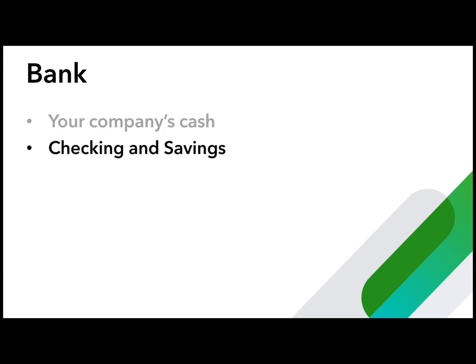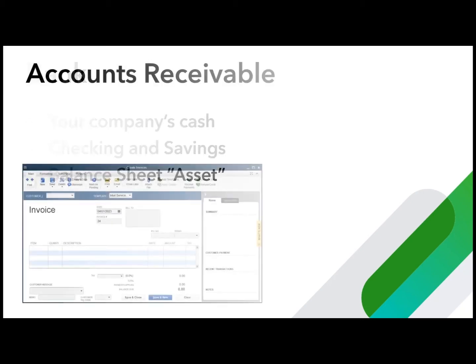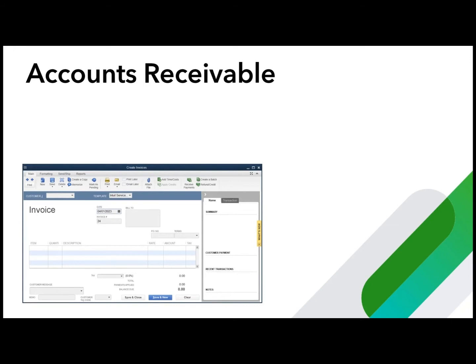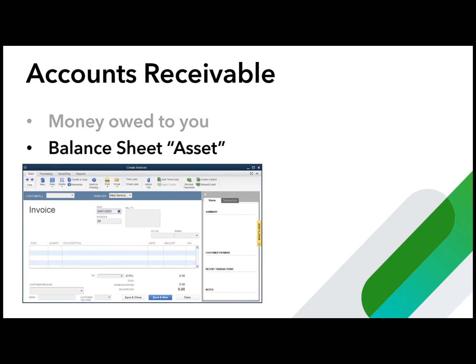The first is a bank type. It tracks your company's cash and includes checking and savings accounts. Bank accounts are assets, so they appear in the Assets section of the balance sheet. The next type is accounts receivable. It tracks how much customers owe you. Accounts receivable is also an asset, so they appear in the Assets section of the balance sheet.